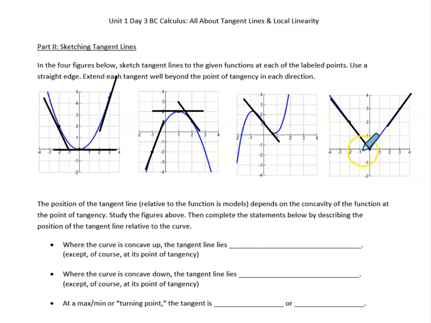So let's do some concluding work here. The position of the tangent line relative to the function it models depends on the concavity of the function at the point of tangency. So if you look at the pictures above and complete the statements, what we're going to see is the following. When we have a concave up function, so that's this entire first function here, where does the tangent line lie with respect to the graph? Well, do you see how this tangent line lies underneath the graph, as does this one, as does this one? That means that all of the y values on the tangent line are lower than the y values on the graph. So you would say under the graph.